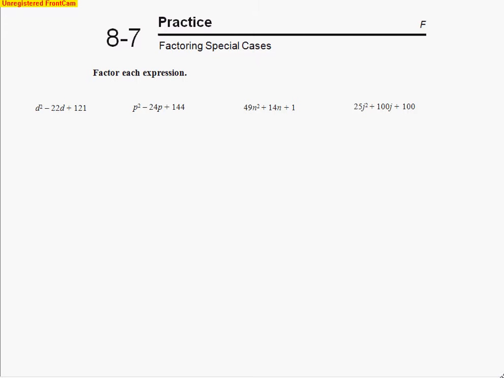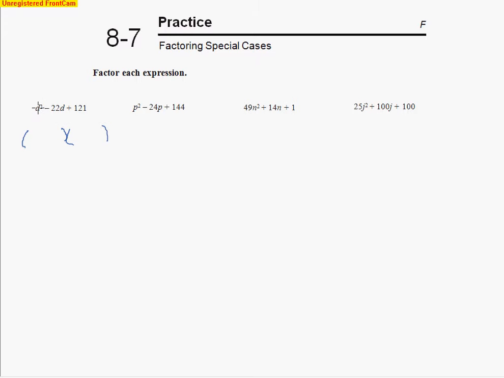This is a lesson for Chapter 8, Section 7, titled Factoring Special Cases. So we have two different types of cases that we're going to be looking at here. It looks like a regular old factoring problem, and if I was to factor it, I'd do the same thing I had done before.